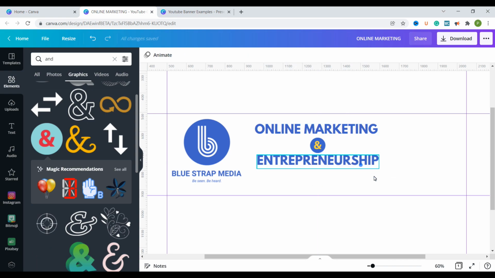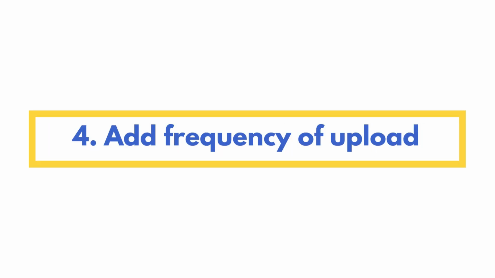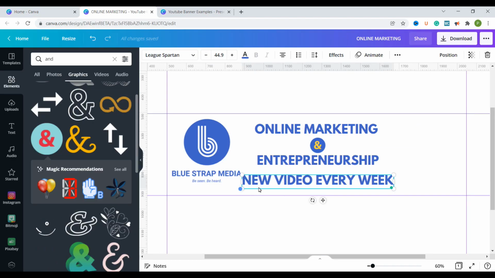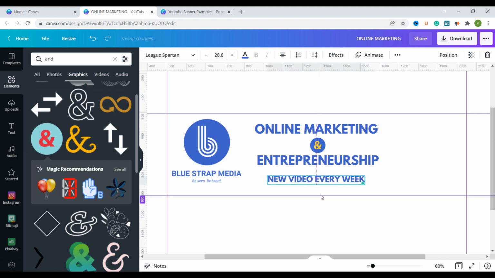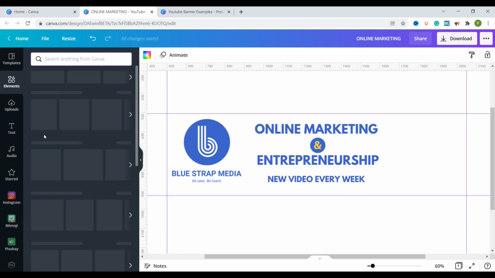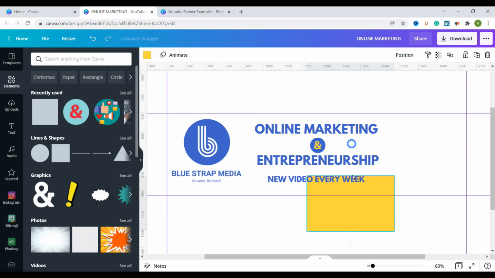So let me replicate this again so that we have it down here, so that we can tell people about the frequency. We can say new video every week. Then I can resize it so that it's a bit smaller. I'm also going to add in a rectangle here. So just close this, and then we go to the shapes here. I'll add in a rectangle so that this rectangle is on the new video every week, just to add a bit of color on this.